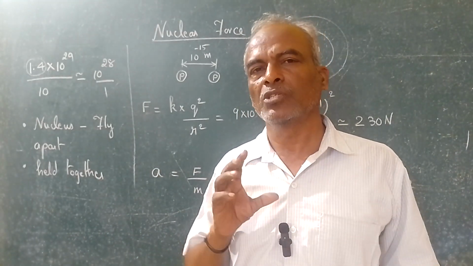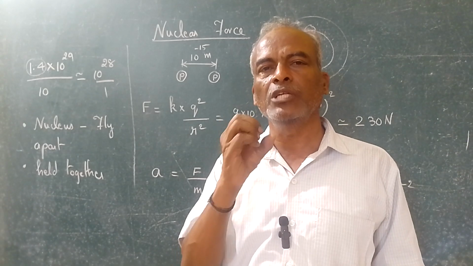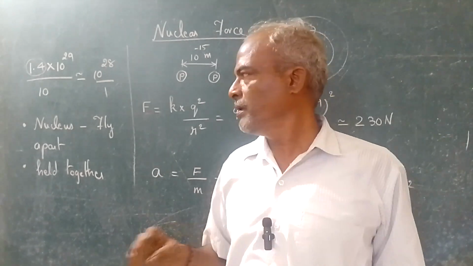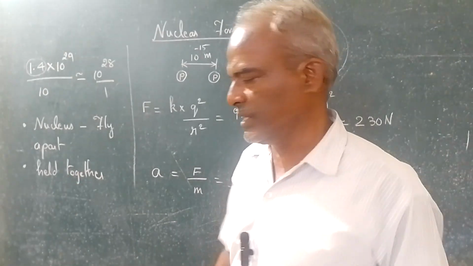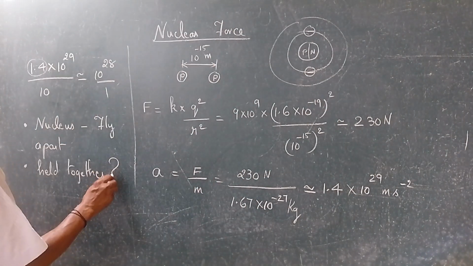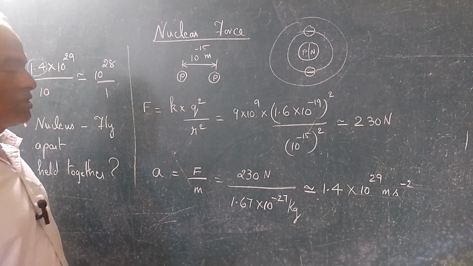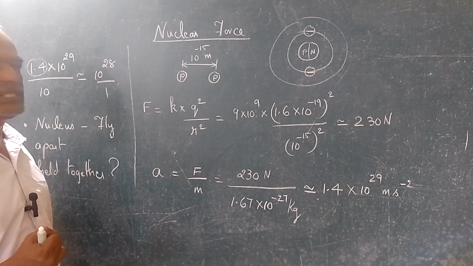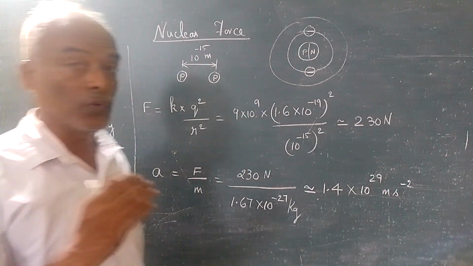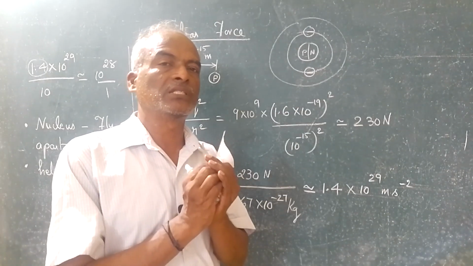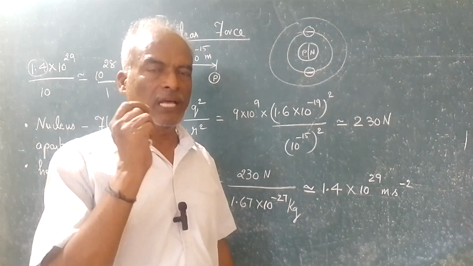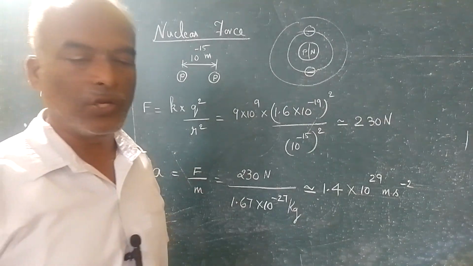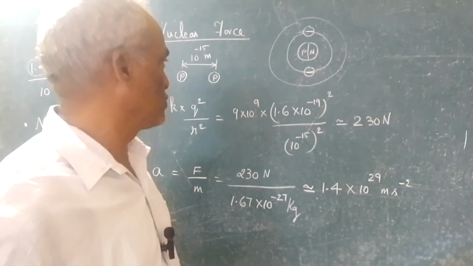But it is not happening so. It is held firmly together. There is no disruption. So, how is it held together? It is not flying apart despite this very high acceleration, but it is held together. What's the reason? There must be some other force which makes the nucleus held together, and that force is called nuclear force. Basically, a nuclear force is an attractive force.